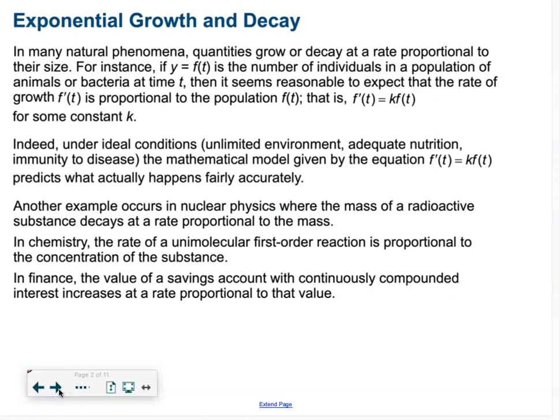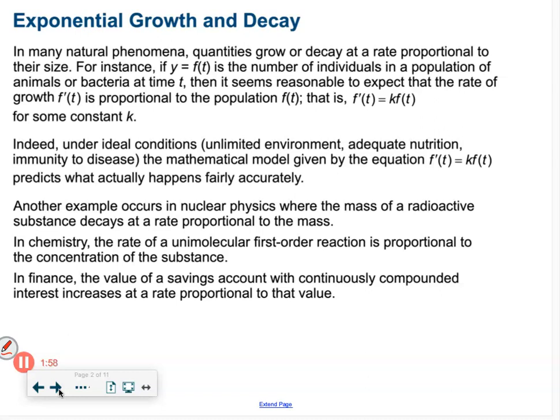So, exponential growth and decay. I'm going to just zip through this. In natural phenomena, quantities grow or decay at a rate proportional to their size. That's a big deal. You don't have to write down anything today, just enough to be able to work through the problems. You won't be tested on this on the last test or the next test, and you'll probably forget most of this by the time we get to chapter 9. But if you want to write it down, you can.